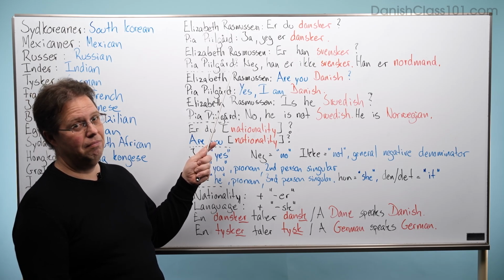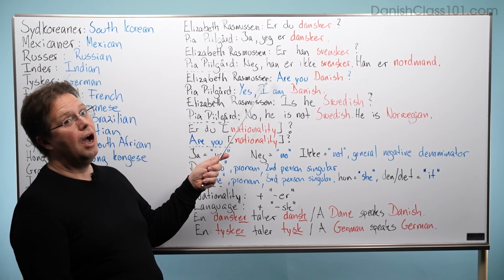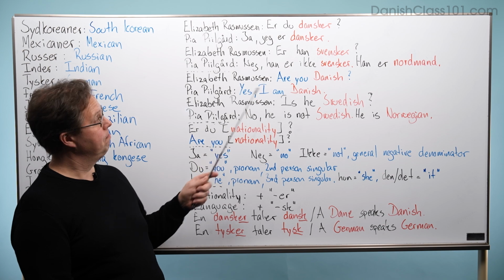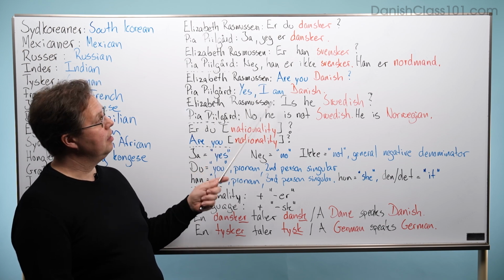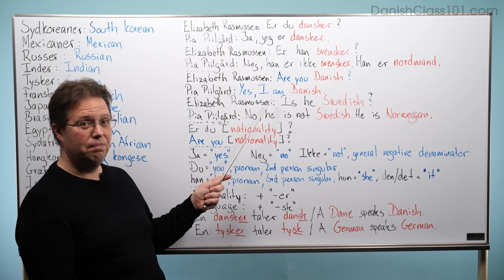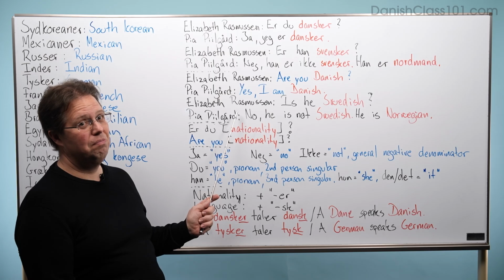Han er nordmand. All right, so the English version of this would be, are you Danish? Yes, I'm Danish. Is he Swedish? No, he's not Swedish. He's Norwegian.